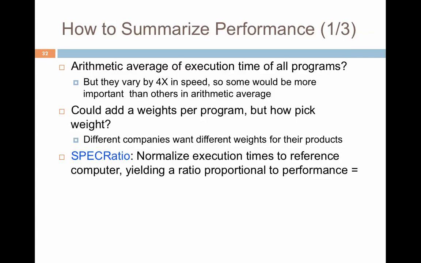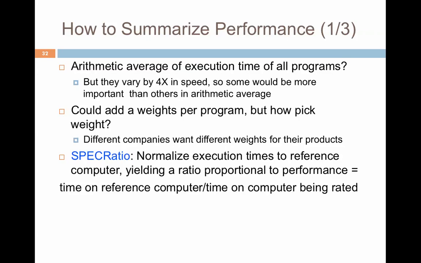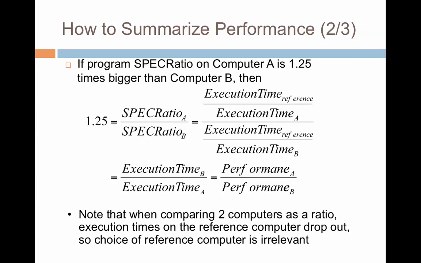So one way to normalize things is to use something called a spec ratio. Here you can normalize execution times to a reference computer, and what that will yield is a ratio proportional to performance. So what we could now say is time on the reference computer divided by the time on the computer being rated. So you have this computer, you want to rate this computer, you take the ratio with the reference computer. Okay, so if the spec ratio on computer A is, say, 1.25 times bigger than computer B, then you can write this as 1.25 of spec ratio A by spec ratio B.